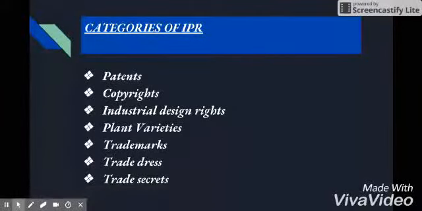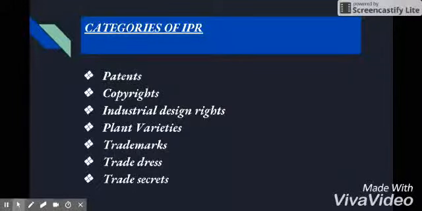Coming on to copyrights, it gives the creator of an original work exclusive rights to it, usually for a limited time. Copyright may apply to a wide range of creative, intellectual, or artistic forms or works. Coming on to the industrial design rights, it protects the visual design of objects that are not purely utilitarian. Industrial design consists of the creation of shape, configuration, or composition of a pattern or color.